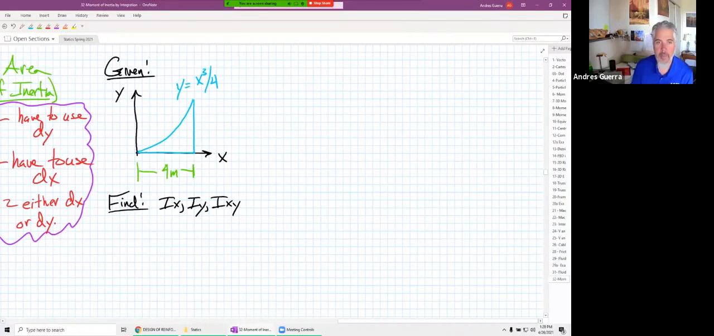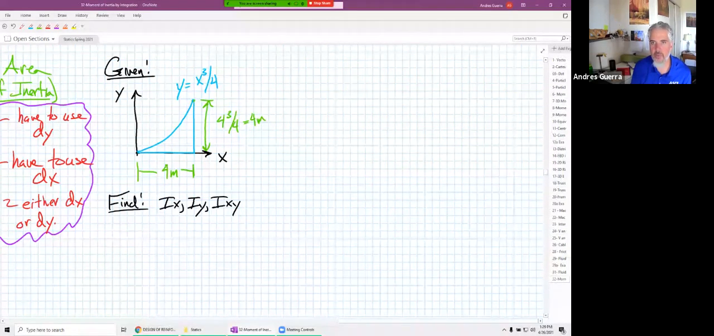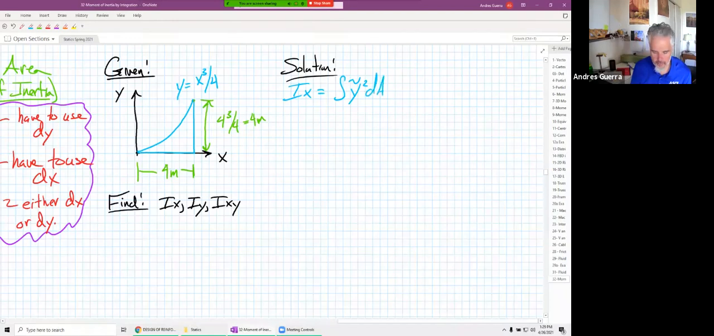All right, so here's our example. If we plug in, we can figure out this distance right here. Actually, wouldn't that be 4 cubed over 4, which gets us to 4 meters also. So let's just throw that in there now that we know the height of that thing as well. So for our solution, let's start by finding Ix. And we know Ix is the integral of y tilde squared dA. And remember that we have to use a dy differential element.